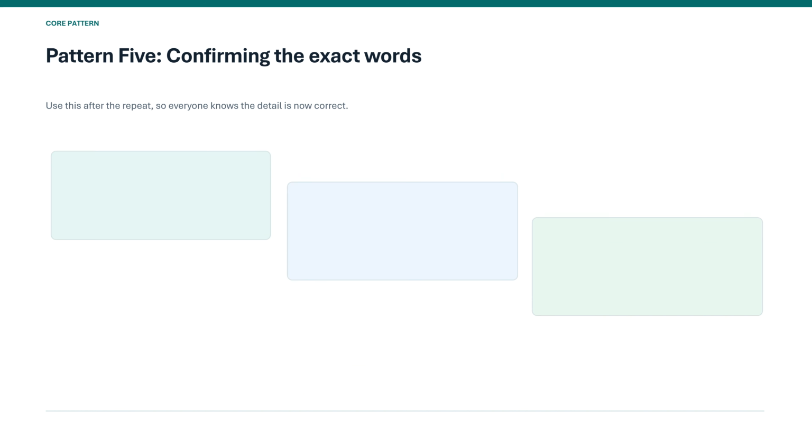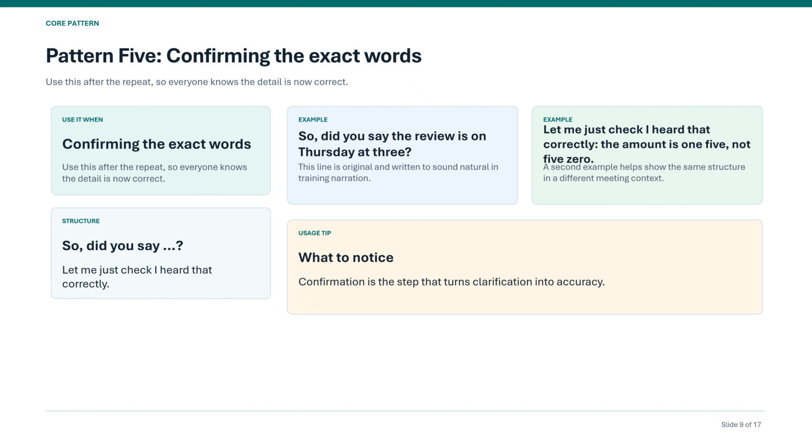Confirming the exact words is useful when used after the repeat, so everyone knows the detail is now correct. The structure is, "So, did you say...?" Let me just check I heard that correctly. Here are two original examples.